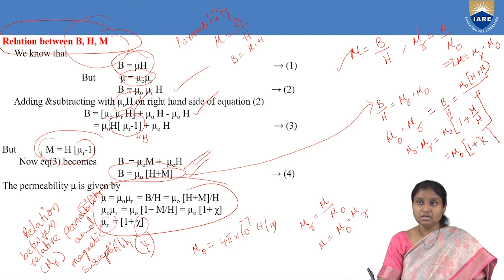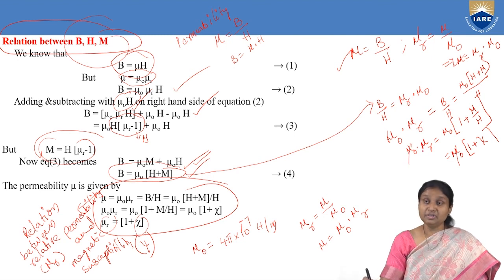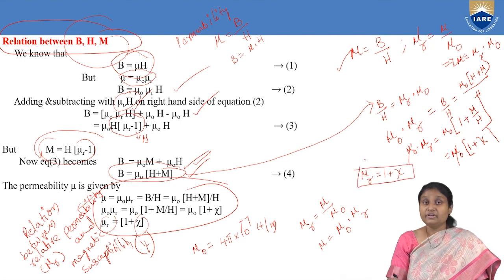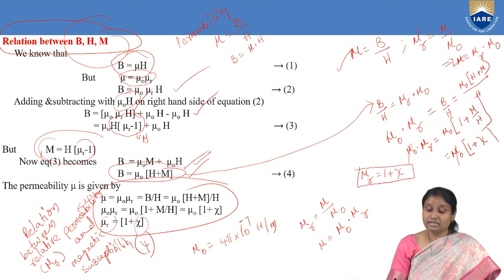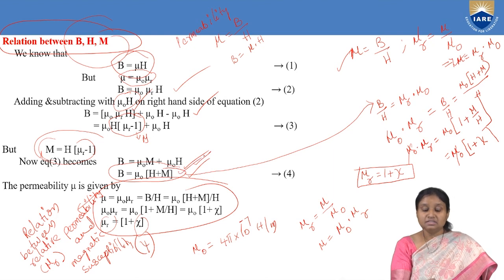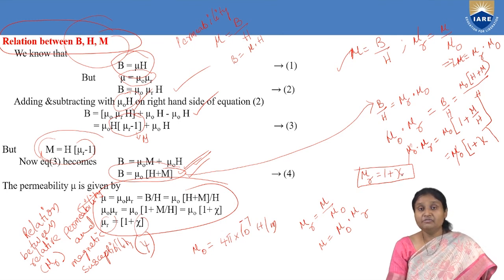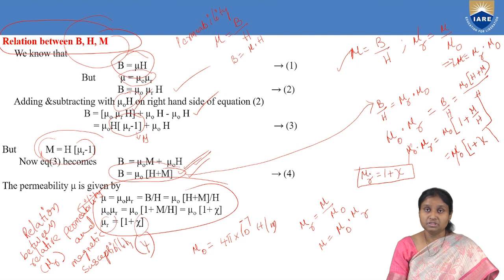Now on both sides we have mu naught, which is permeability of free space, so simply we can cancel it. Then we are left with relative permeability, which is given as 1 plus magnetic susceptibility chi. So this is our very important relation. As I told you, this relation is used in numerical problems, and it is also used in order to find relative permeability once susceptibility is given, or vice versa, where we can find susceptibility once relative permeability is given.